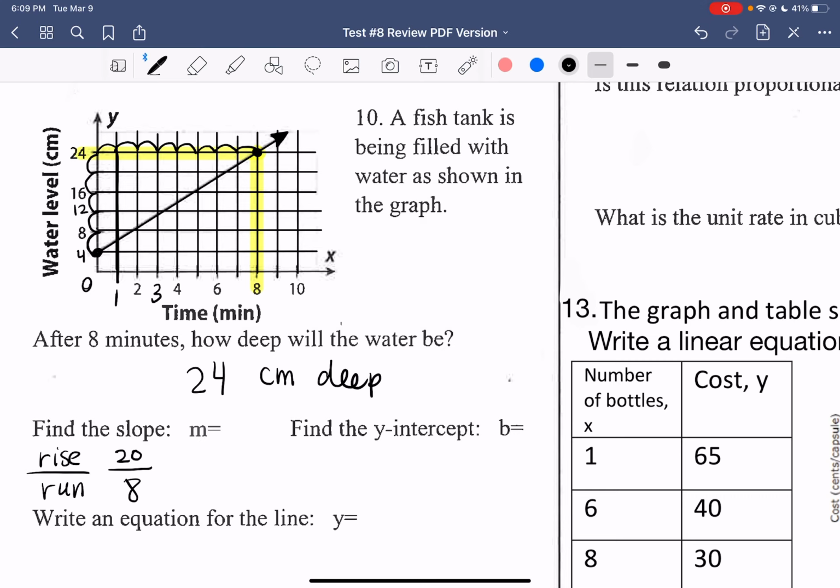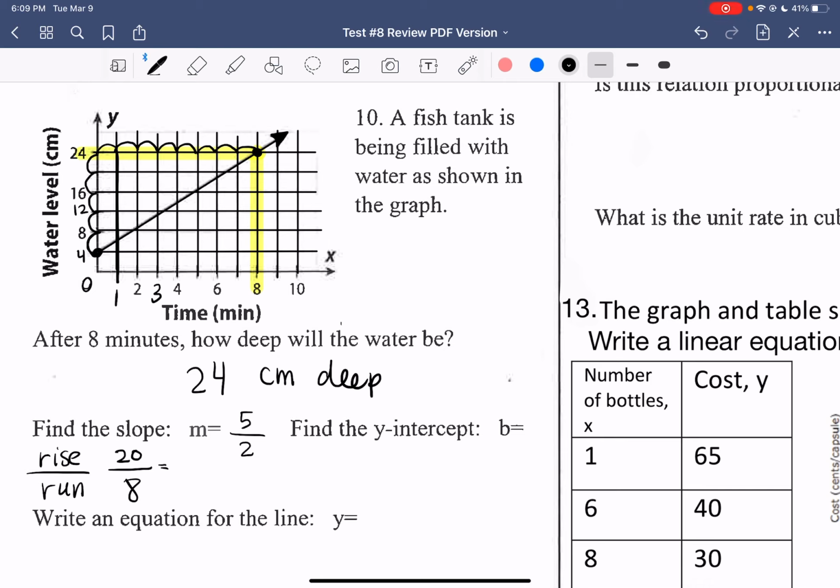We could divide both of these by 4. So when we divide 20 by 4, we get 5. And when we divide 8 by 4, we get 2. And that is the simplest version. You could also put it in a decimal. But again, it's easiest if it's in rise over run format.